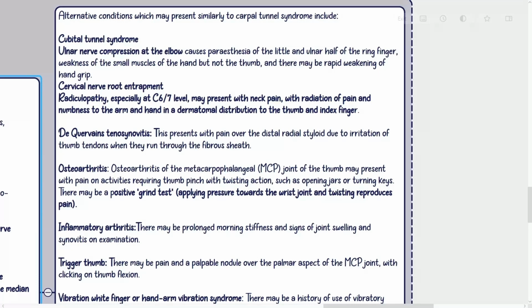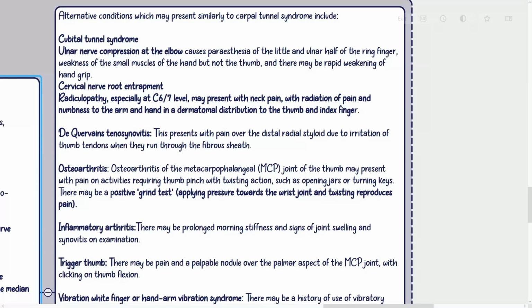grip. Cervical nerve root entrapment radiculopathy, especially at C6-7 level, may present with neck pain, with radiation of pain and numbness to the arm and hand in a dermatomal distribution to the thumb and index finger. De Quervain's tenosynovitis. This presents with pain over the distal radial styloid due to irritation of thumb tendons when they run through the fibrous sheath.